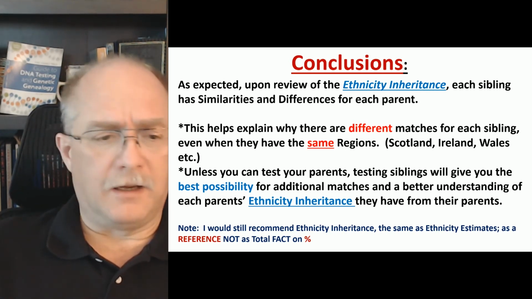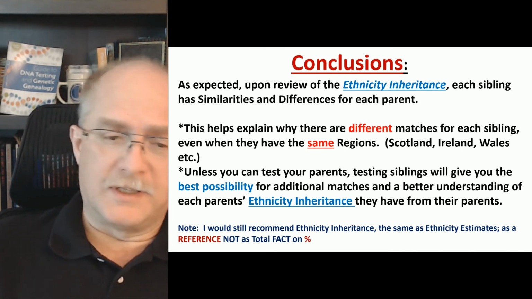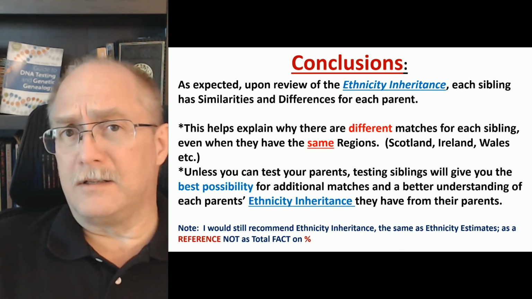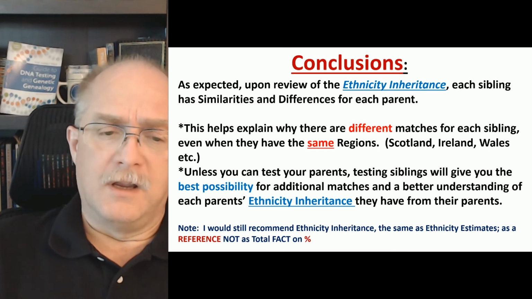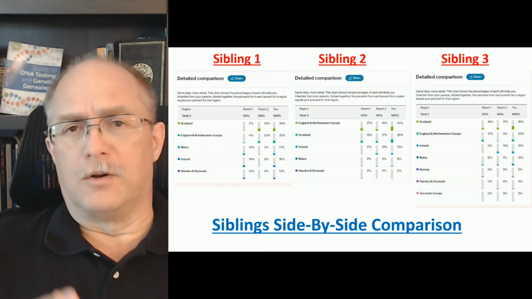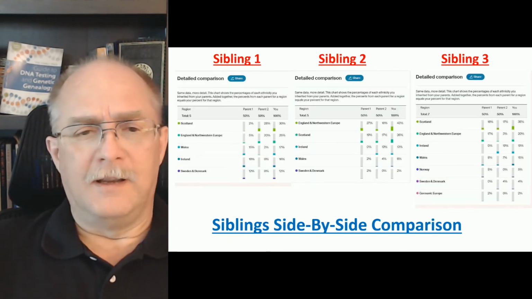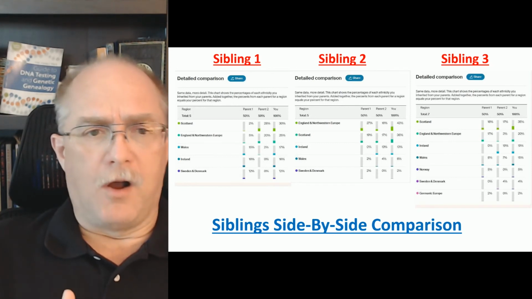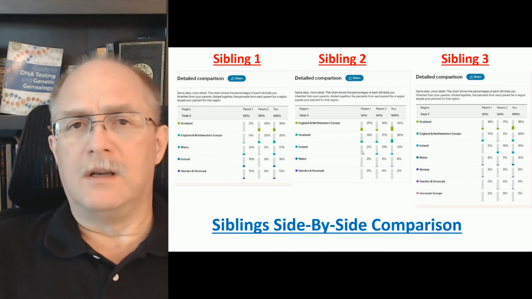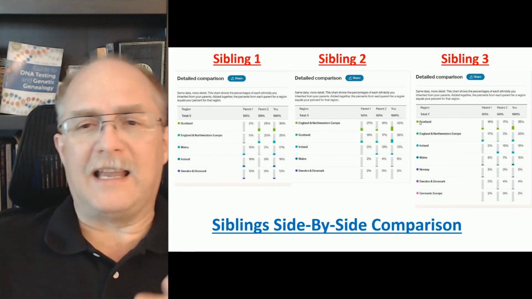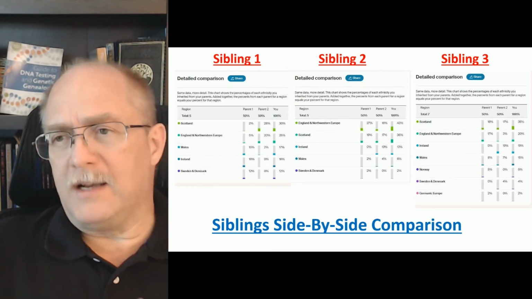I also want to make a note here that I will still recommend ethnicity inheritance just like I would ethnicity estimates as a reference, not as a total fact. So I'm going to just back up to this slide here, and say just because it shows a percentage here of 30%, 28%, etc., does not mean that that's really your number. There can be a range there.